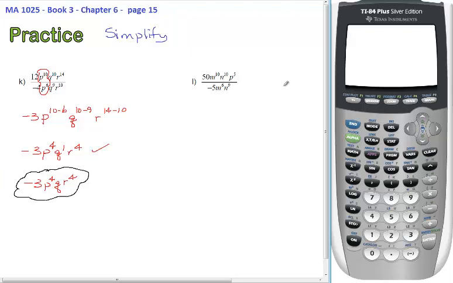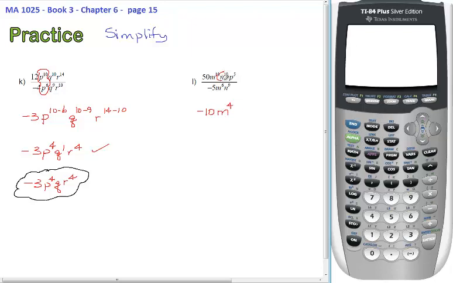The next one is very similar, so do the numbers first. 50 divided by -5 is -10. Now m to the 10 over m to the 6, so I'm doing m to the power of 10 divided by m to the power of 6. I'm not going to do the extra step like I did last time, I'm just going to do that in my head. That's 10 subtract 6, which is 4.